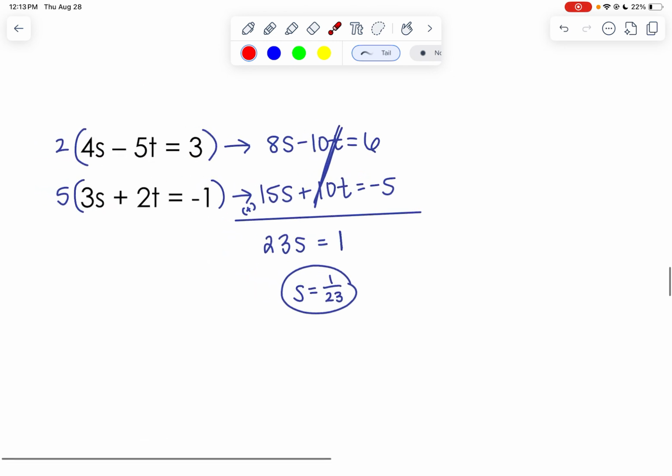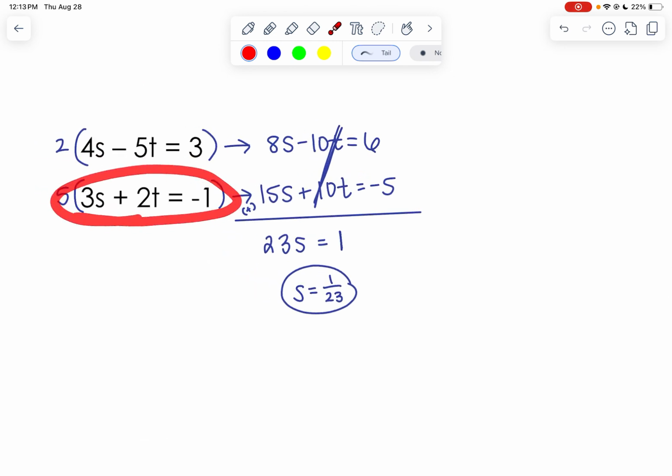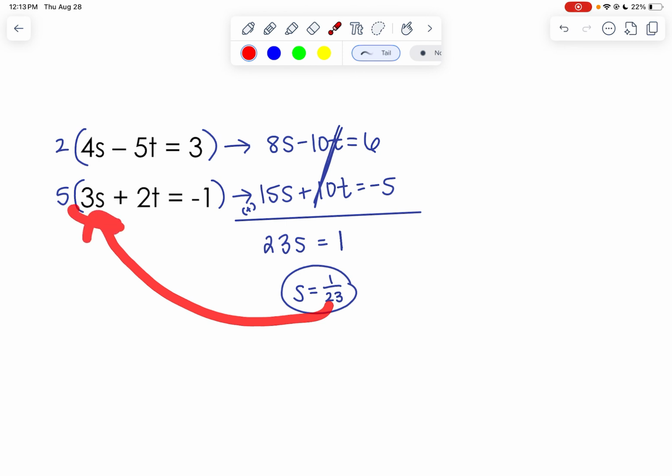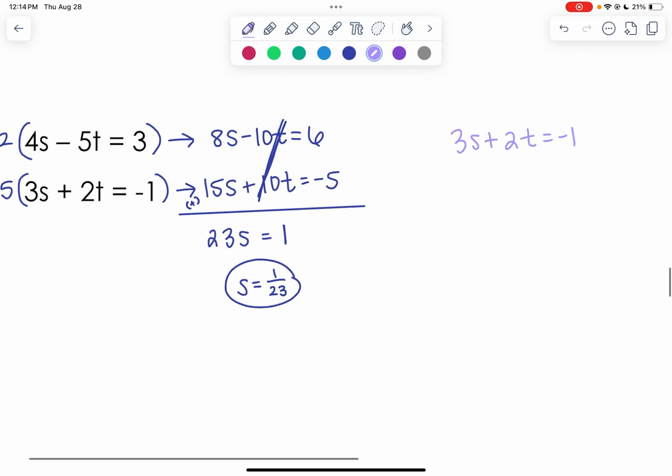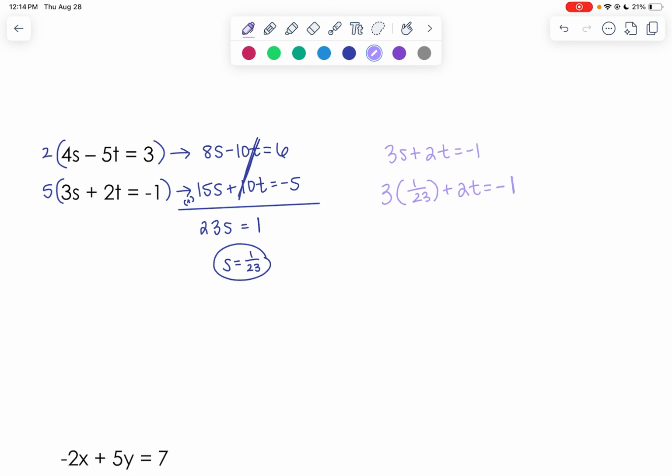So I'm going to now pick the one with the smaller numbers. I'm going to pick this one and I'm going to plug S in there because there's smaller numbers. That's the only reason that I'm picking that one. So I'm going to come over here and instead of 3S plus 2t equals -1, I now know that S is 1 over 23, so 1 over 23 plus 2t equals -1. And then I'm going to try to simplify this and solve it for t.